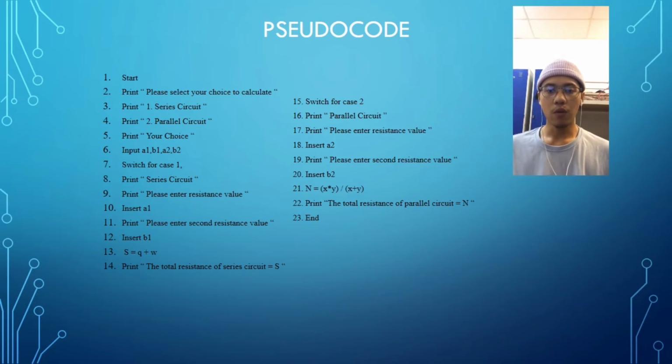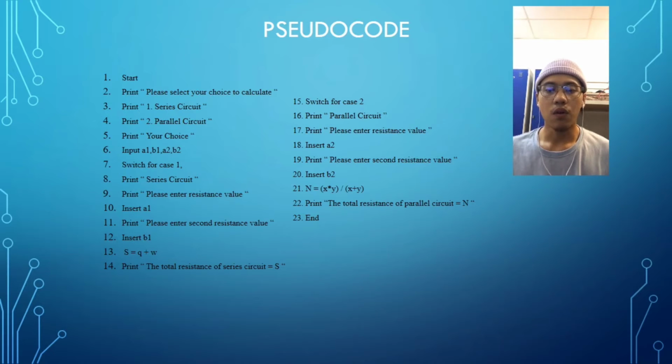Okay, for this slide, I will present our procedure code. Firstly, start, then please select your choice to calculate. Number 1 for series circuit, number 2 for parallel circuit. Your choice. Input is A1, B1, A2, and B2. Switch for case 1 is series circuit. Please enter resistance value, insert A1. Please enter the second resistance value, insert B1. So the formula is S equals Q plus W. The total resistance of series circuit equals S.